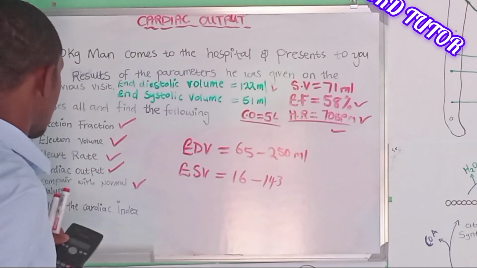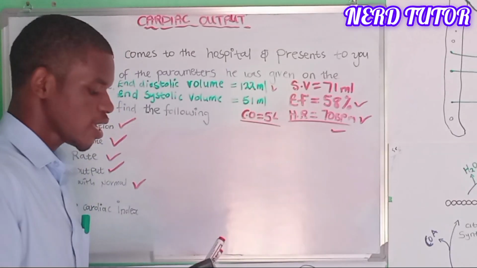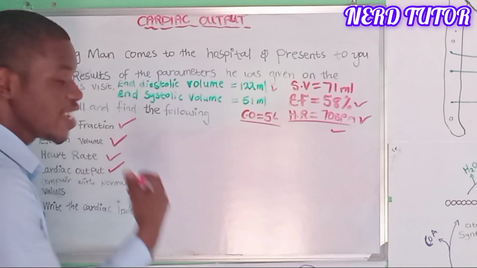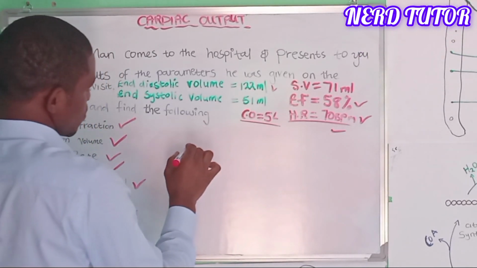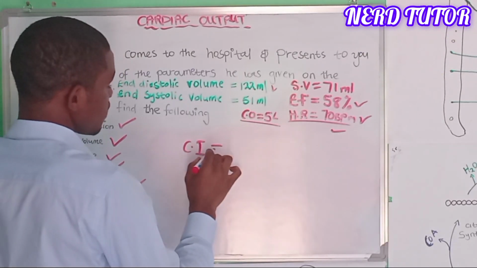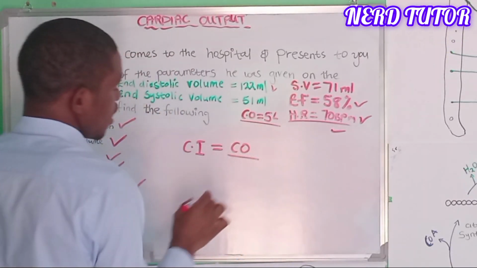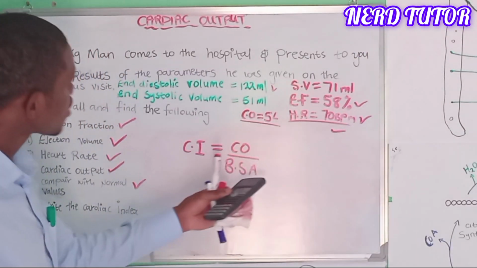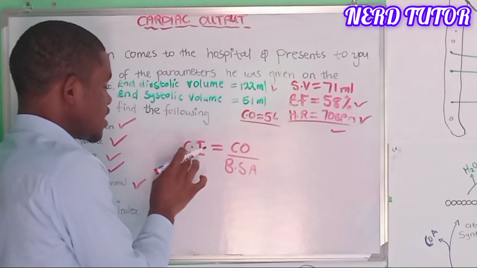So let us now solve the last question. The last question says write the cardiac index. So how do we write the cardiac index? Cardiac index will be given by this formula: cardiac output divided by the body surface area. If we divide the cardiac output by the body surface area of that person, what we calculate will be the cardiac index.